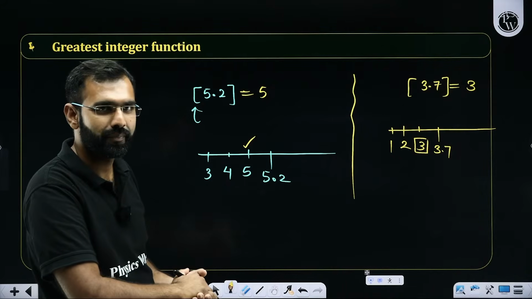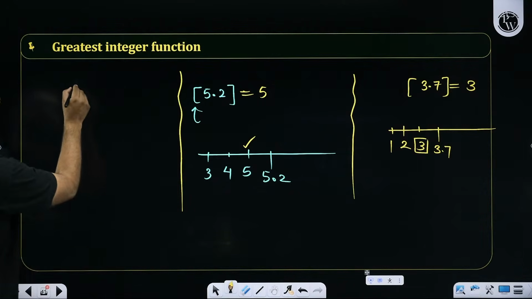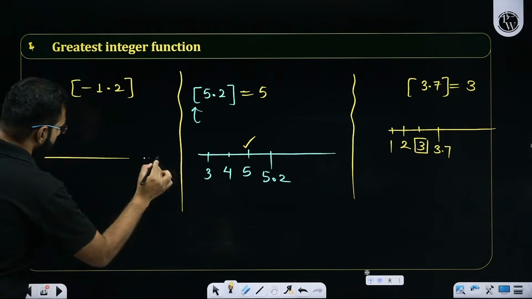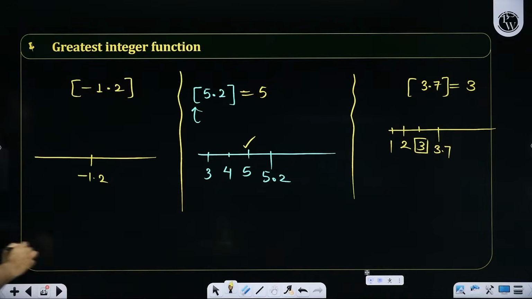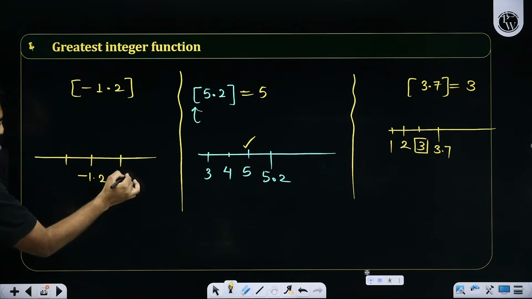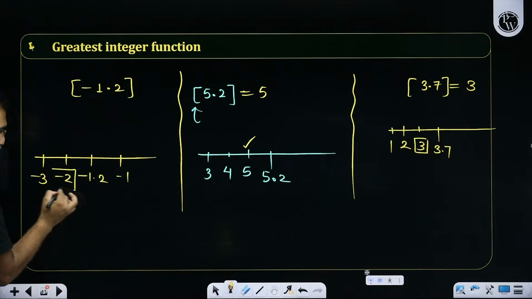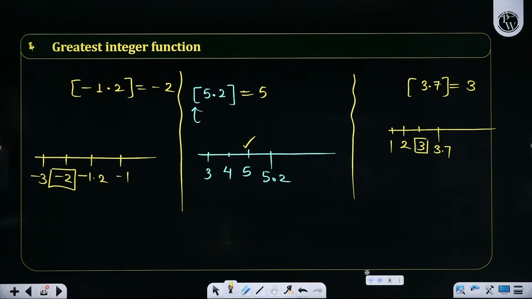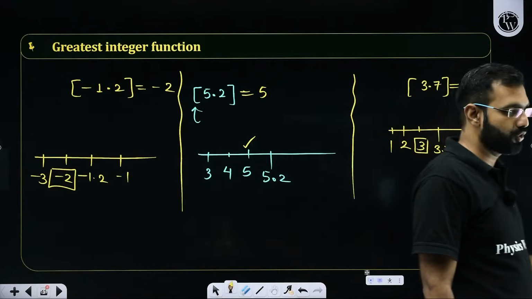Yes or no? With this, what if I ask you GIF of, let's say, minus 1.2? So again, you locate it on the number scale, minus 1.2. Minus 1.2, of course, is not an integer. So less than it, all the integers are minus 2, minus 3, minus 4. And among them, which is the greatest? Sir, minus 2. So GIF of minus 1.2 is not minus 1. People confuse it with minus 1. It is actually minus 2. Yes or no?